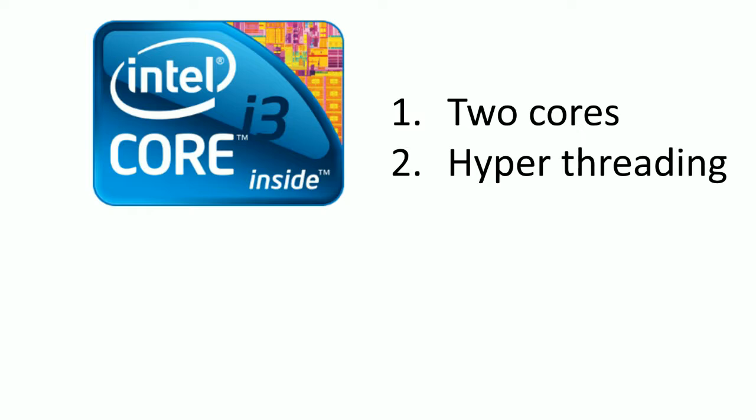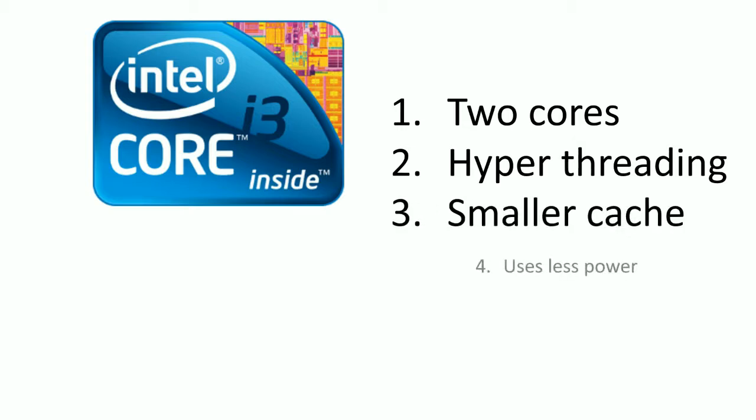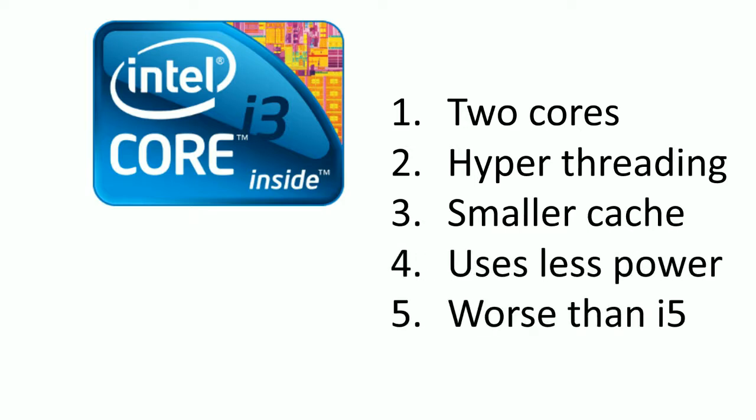But for now, hyper-threading allows a single microprocessor to act like 2 separate processors to the operating system and the application programs that use it. Second, it will have smaller cache and consume less power, generally perform worse than i5 but cost much less.